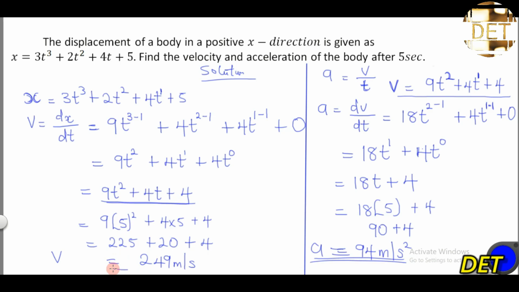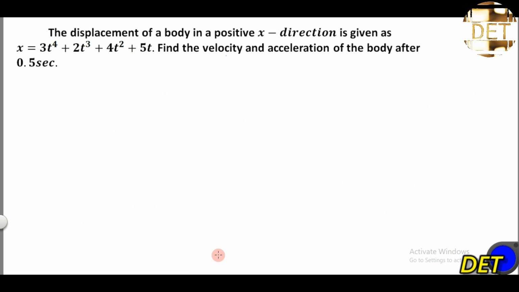Our velocity here is equal to 249 meters per second, right? Very easy and straightforward. So let's look at another example for more clarity.